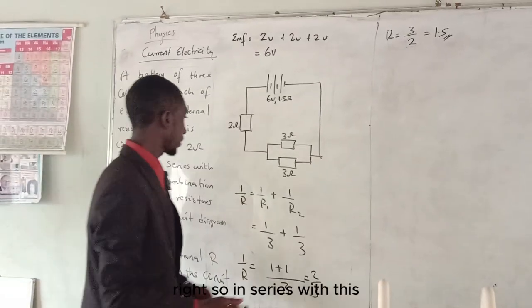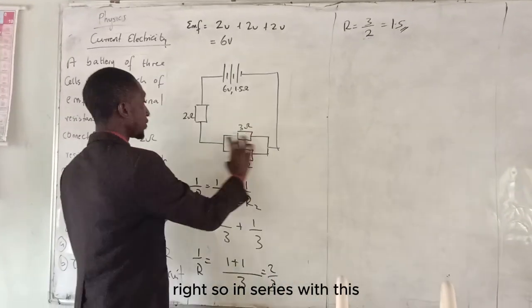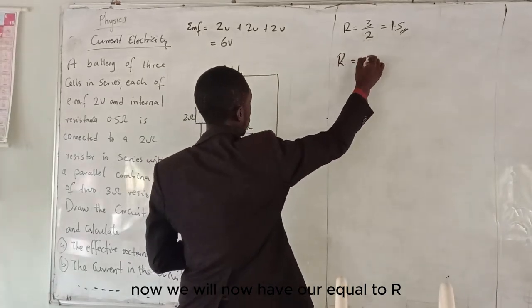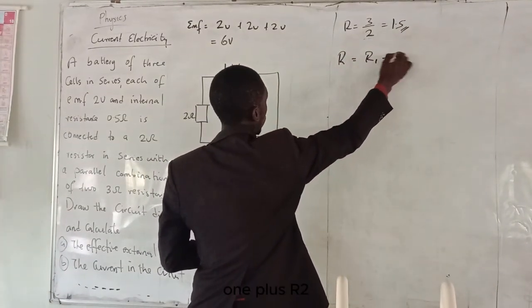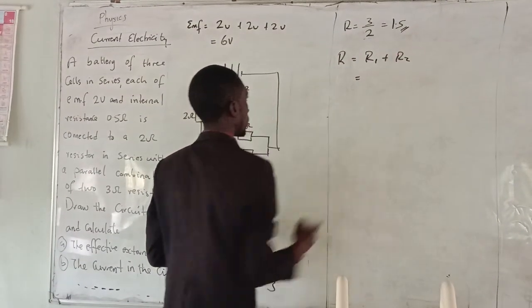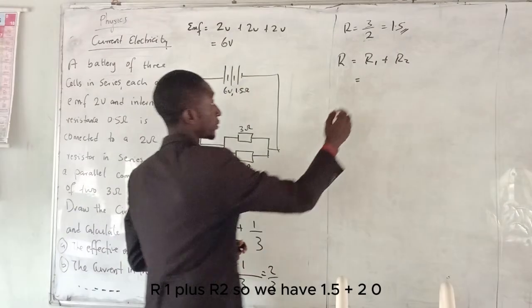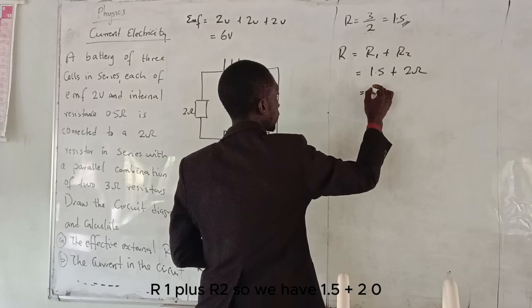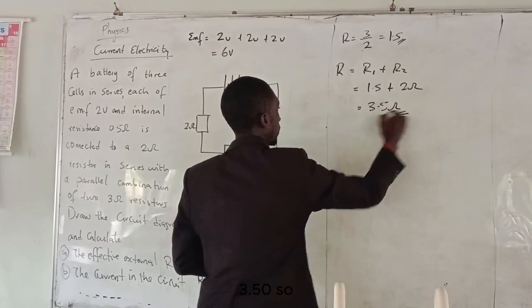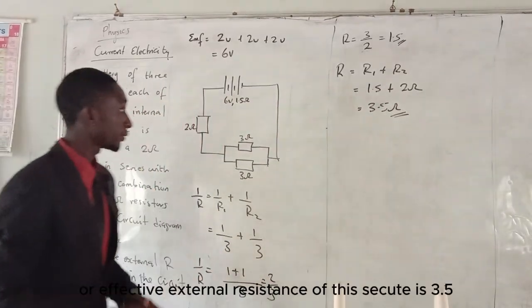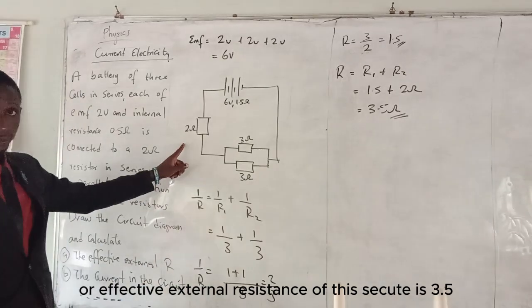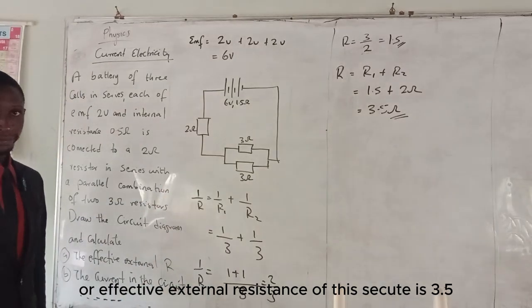Okay, right. So in series with this now, we have R equal to R1 plus R2. So we have 1.5 plus 2 ohms, 3.5 ohms. So the combined or effective external resistance of this circuit is 3.5 ohms.